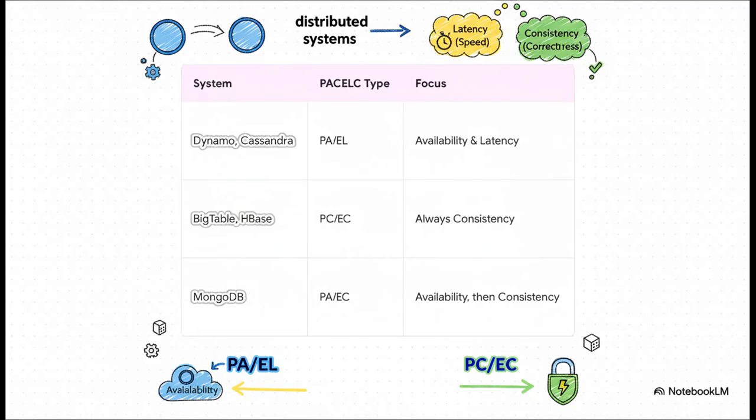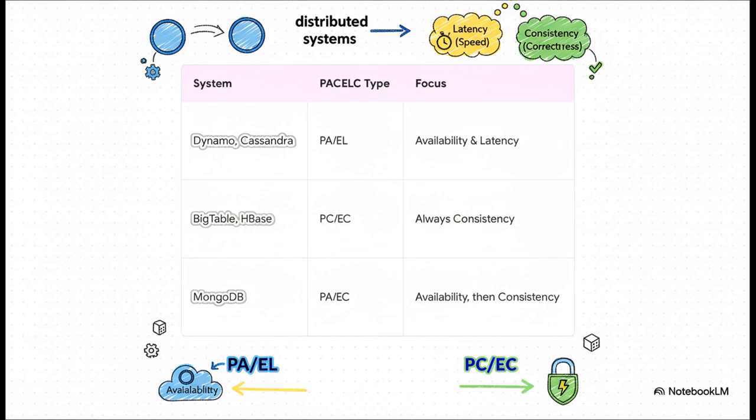Okay, let's look at some big names. You've got systems like DynamoDB and Cassandra. They are what we call PA/EL. They prioritize availability during a partition and low latency during normal operation. Think about a social media feed. You'd much rather it be fast and always available than wait for a perfectly up-to-the-millisecond like count.